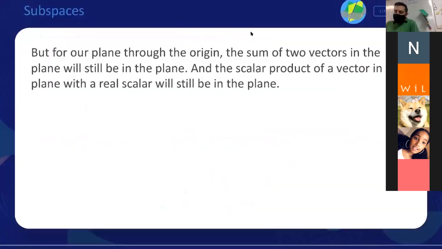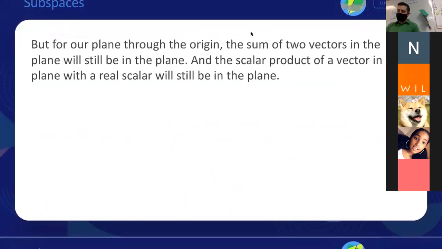Okay, the sum of 2 vectors in the plane will still be in the plane. The scalar product of vectors in the plane will still be in the plane, which is what makes it a subspace. You only have to verify those 2 things.